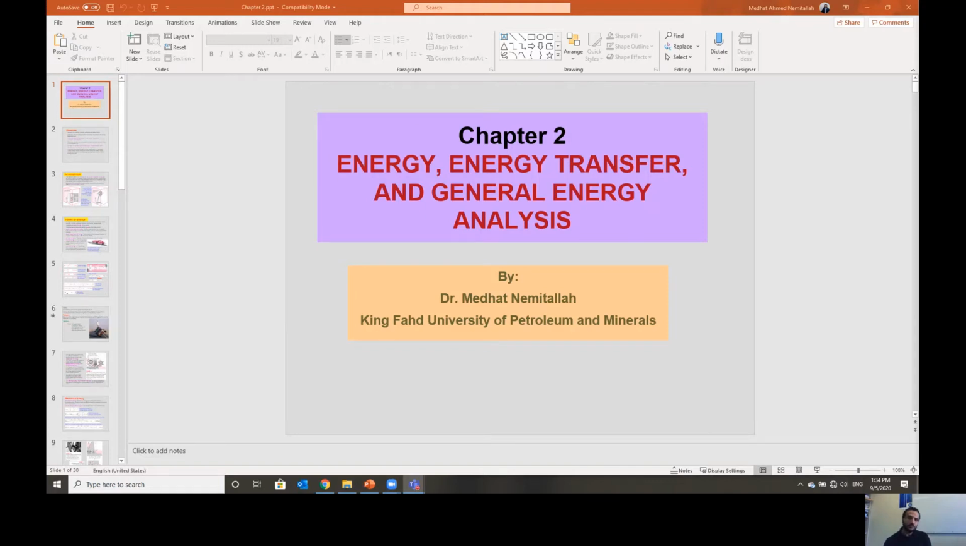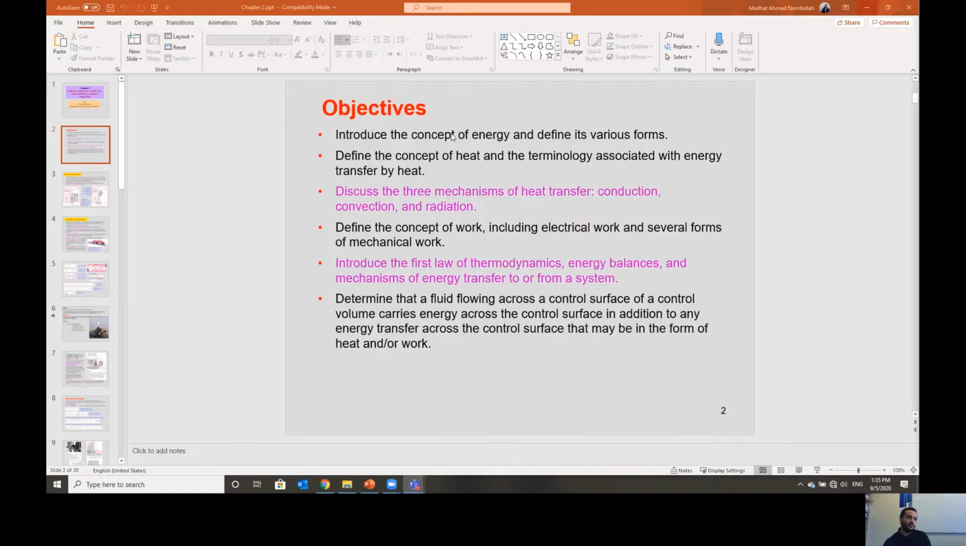Okay, let's go today and define the different terms in the first law of thermodynamics. First of all, we'll define the concept of energy transfer and the different forms of energy that the system can possess. Also, we'll look at the forms of energy transfer. As we said, energy can transfer by heat. We'll consider the different mechanisms of energy transfer by heat. Heat can transfer by conduction, by convection, and also by radiation.